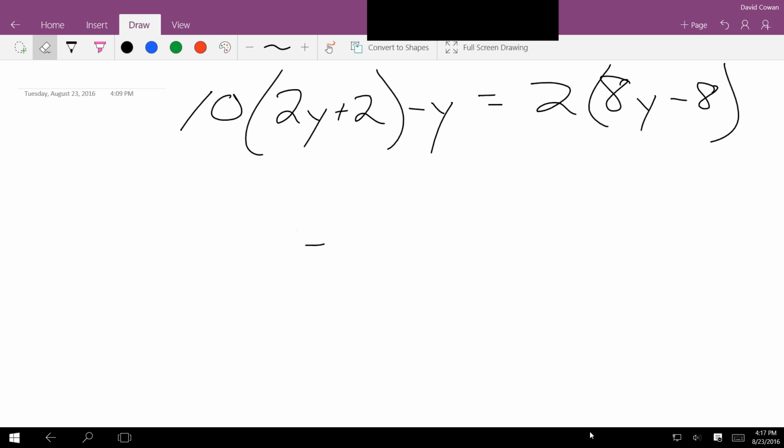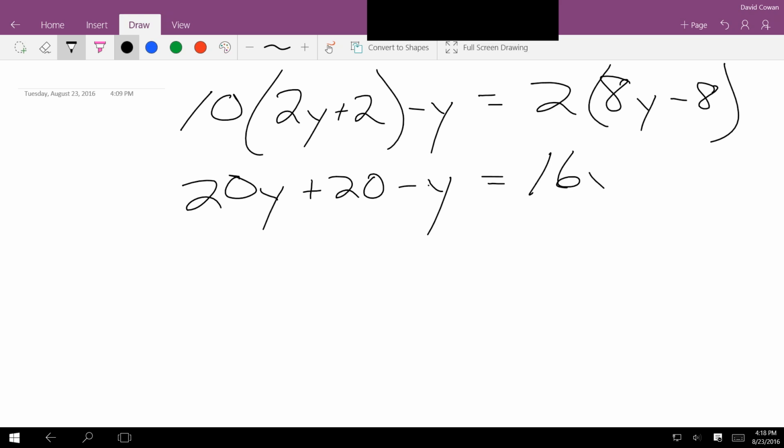What's the next line? For this thing, one second, sorry. It's okay. Just a way of practicing. Get rid of the parentheses. Oh yeah, it's 20y plus 20 negative y equals 16y minus 16. 20y plus 20 minus y equals 16y minus 16.